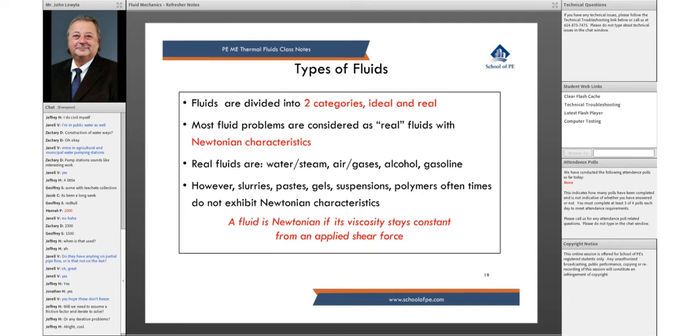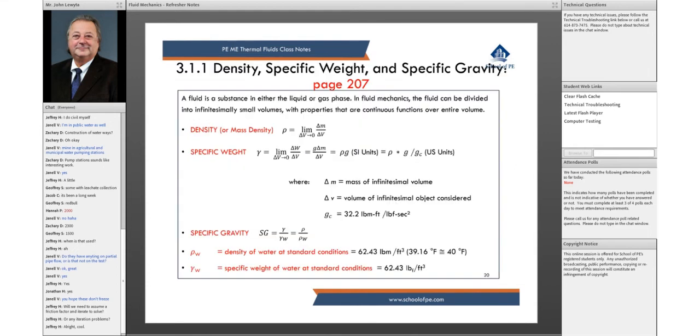So now fluids are basically categorized as ideal and real. Real fluids are basically Newtonian fluids, which means the viscosity is constant under applied force. That's your gases, alcohol, steams, and all that type of stuff. But you get, not too much so for ME, PE, ME exams, you get into slurries and stuff like that, polymers and concrete. Concrete's a good one. That's basically not a Newtonian material.